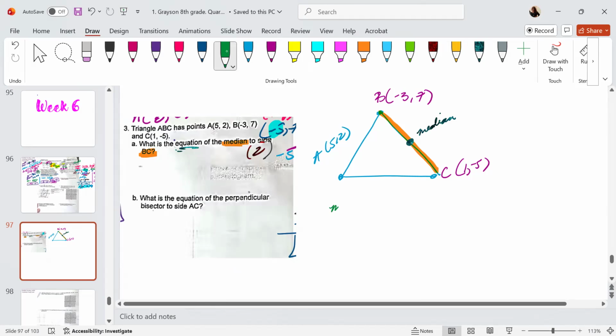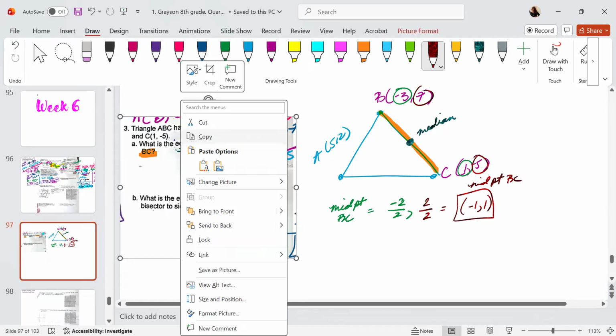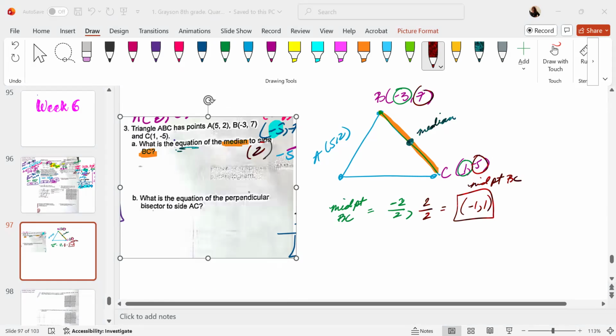So let's just do midpoint of BC is going to be that plus that, which is a negative 2, correct? Divided by 2. That plus that, which is a positive 2 divided by 2. So that's a negative 1, 1. That will be the midpoint of BC, correct? But here's the thing. We need to figure out if that's what it's asking for, or if it's asking for an actual equation.